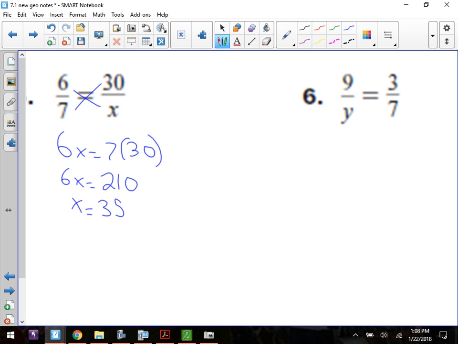And sometimes there's a nice shortcut. When you have fraction equal fraction, you can actually just, rather quickly, watch what happens. 6 times what's 30? 5. What's 7 times 5? 3 times what is 9? 3. What's 7 times 3?